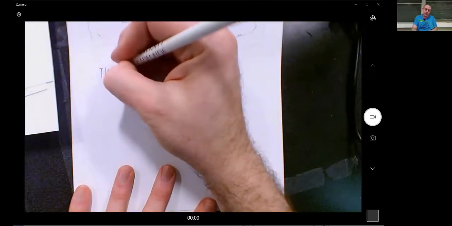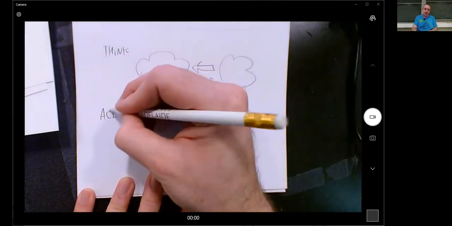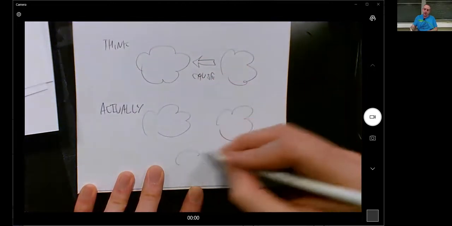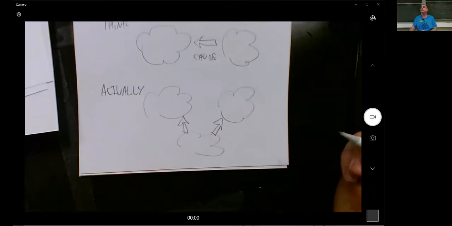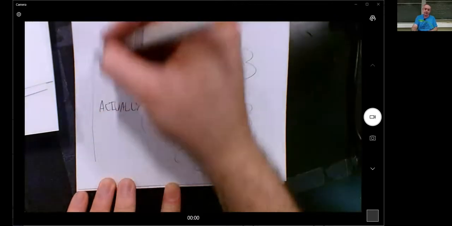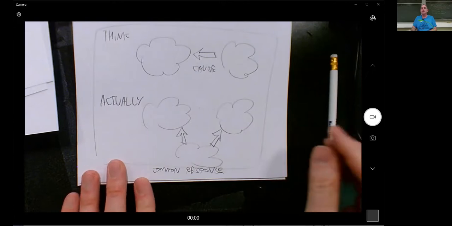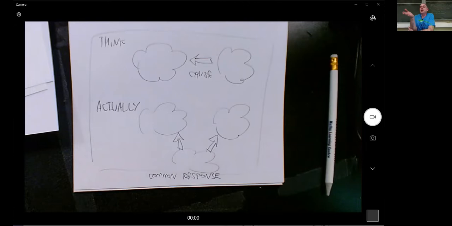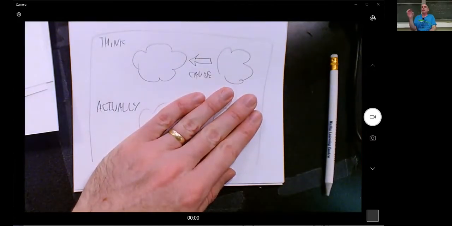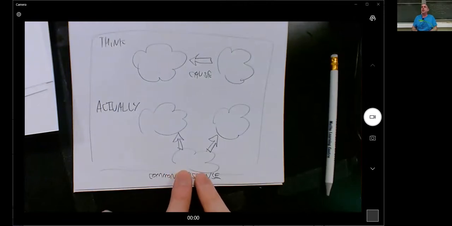And the other one that's common, you can think that this causes this, but actually, both of these things are caused by a third thing. There is a word for this. This is called a common response. So the classic example that is brought up in almost every statistics course is that ice cream sales in summer and shark attacks at a beach in summer are related. When there's more shark attacks, there's more ice cream sales. But it's not that either of them causes the other, they're both caused by hot weather. Well, actually, they're both caused by more people being at the beach.